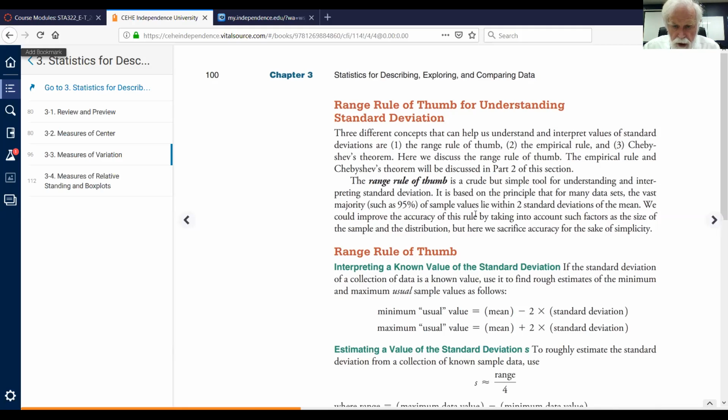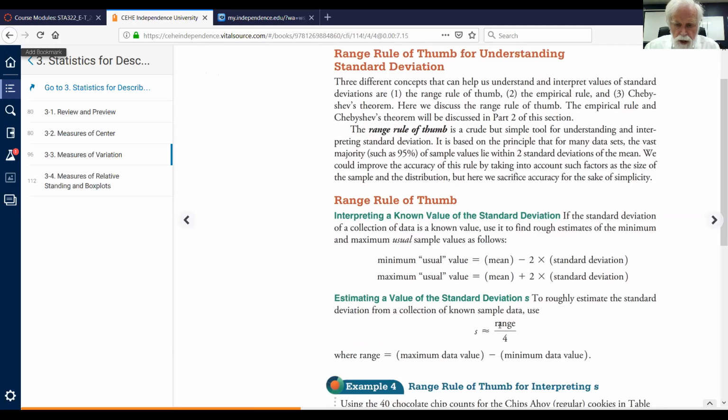We can look at something we call the range rule of thumb, which is a very quick way of determining an approximate standard deviation, which is to divide the range by 4. Remember, the range is the minimum and the maximum, plus and minus 2 standard deviations. So basically the minimum and maximum are approximately equally distributed, and with 95%, we're going to get 95% of our data in this range of plus and minus 2 standard deviations, for a total of 4 standard deviations in the range.